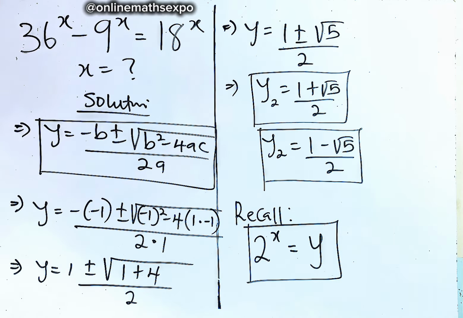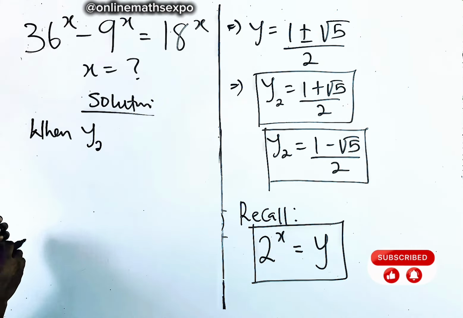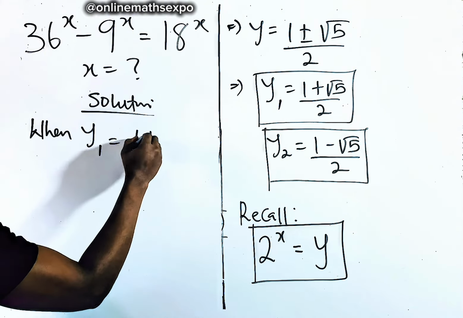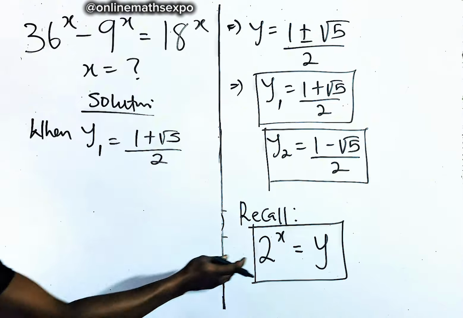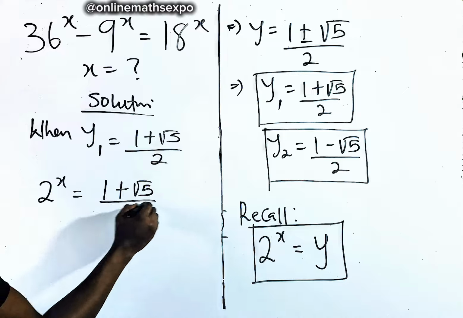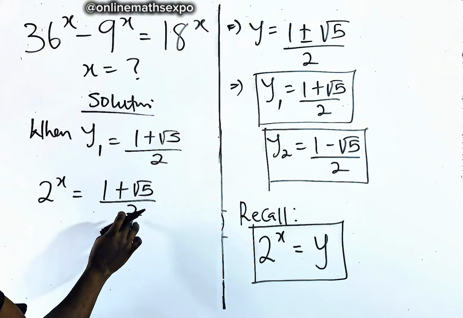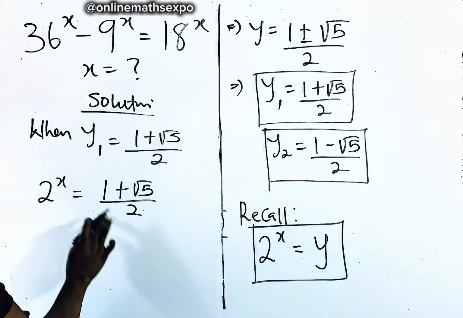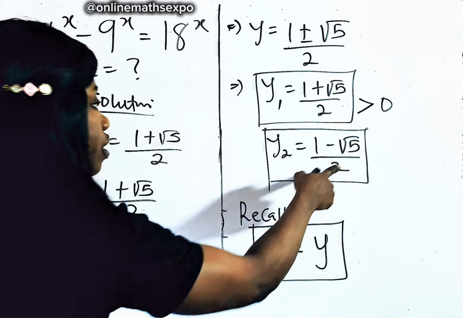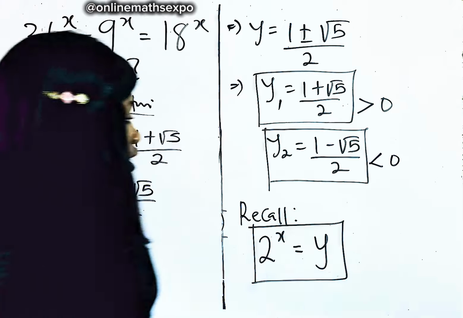So we're going to use this statement to find the values of x. Let's move it to this part. We have solving for x. When the first value of y is 1 plus root 5 over 2, we can now have 2 to the power of x is equal to 1 plus root 5 over 2. Now, why are we accepting this? Just look at this. If you simplify 1 plus root 5 divided by 2, you observe that this is giving you a value that is greater than 0. Now, when you simplify the other one, it gives you a value that is less than 0.